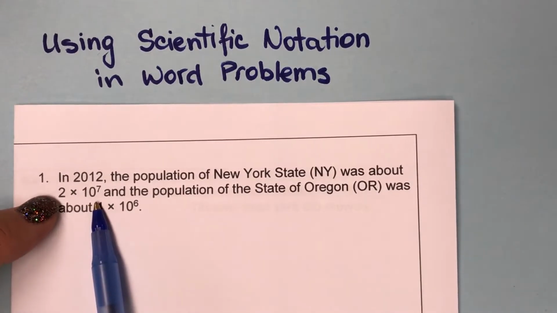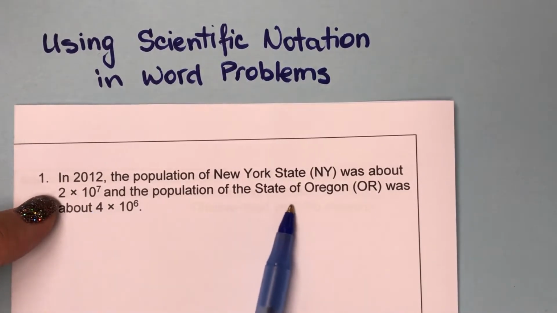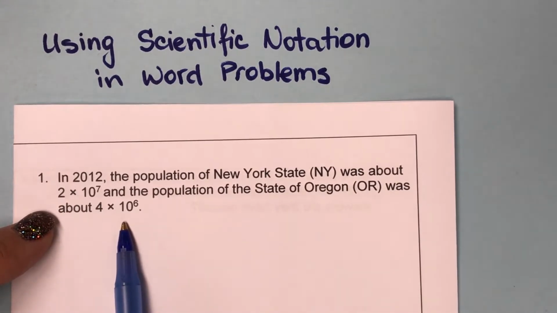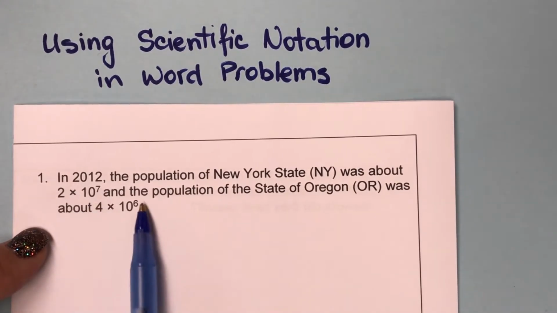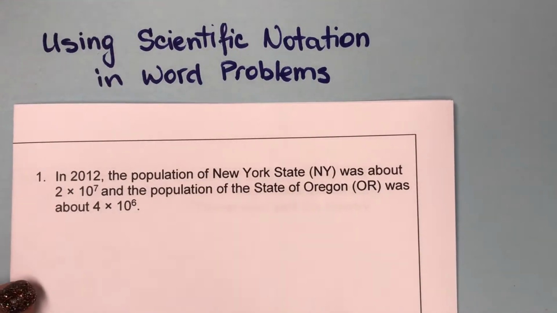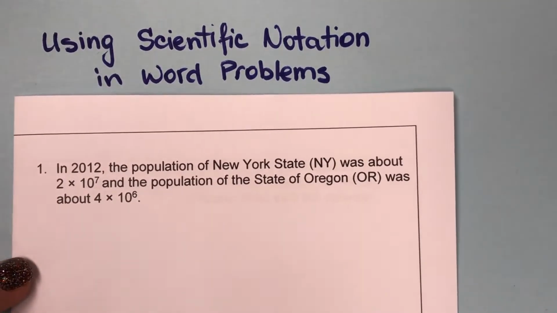So in my first example, in 2012, the population of New York State was about 2 times 10 to the 7th power. And the population of the state of Oregon was about 4 times 10 to the 6th. Well, when you're looking at numbers in scientific notation, it's not as friendly to connect as the real number. In other words, what is the actual value in standard form of this scientific notation? So I strongly suggest changing to standard form.